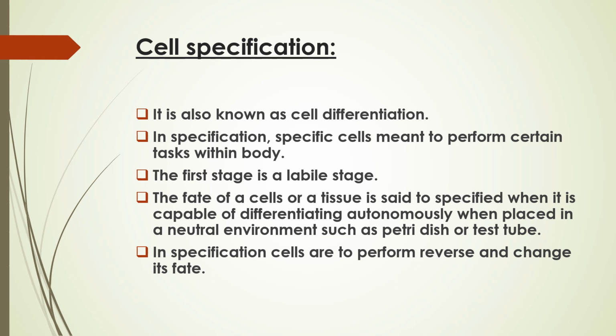So what it means is, suppose we have a group of cells which is stem cells. As we know that stem cells are undifferentiated cells which lead to form various cells within the body, right, like nerve cell, muscle cell, blood cell, right. So in specification, specific cells are meant to perform certain tasks within the body, meaning a particular cell needs to perform a particular function within the body, right.